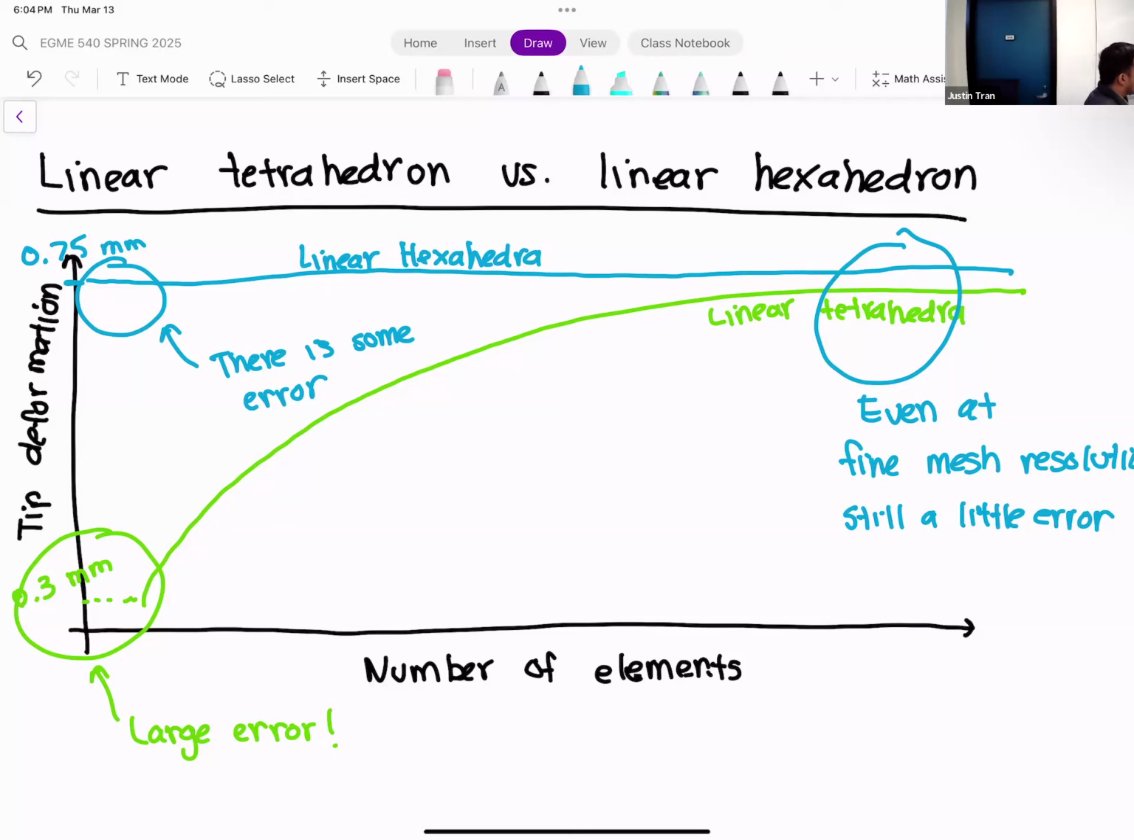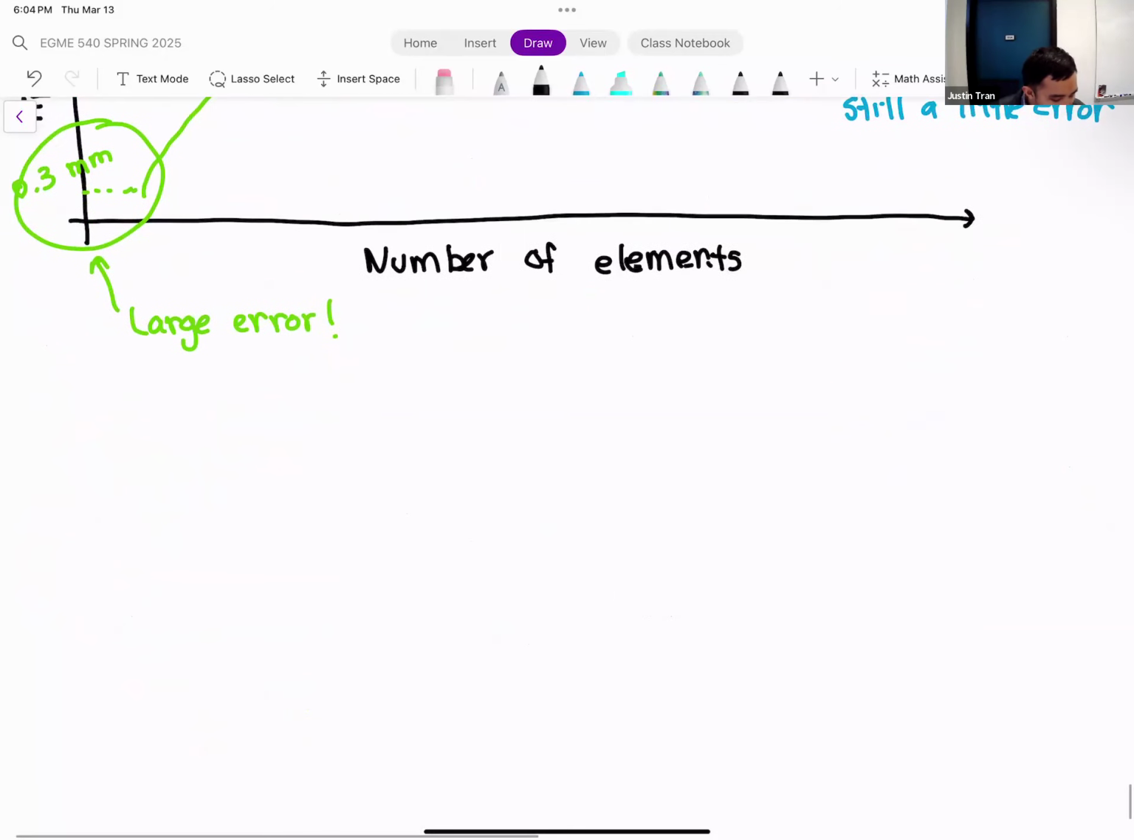Any questions on this? Okay, so this graph was pretty much what we expected, except maybe the thing that was unexpected was just how big the error was for the linear tetrahedrons. Okay, let's move up in order. So let's look at the quadratic elements: quadratic tetrahedra and quadratic hexahedra.